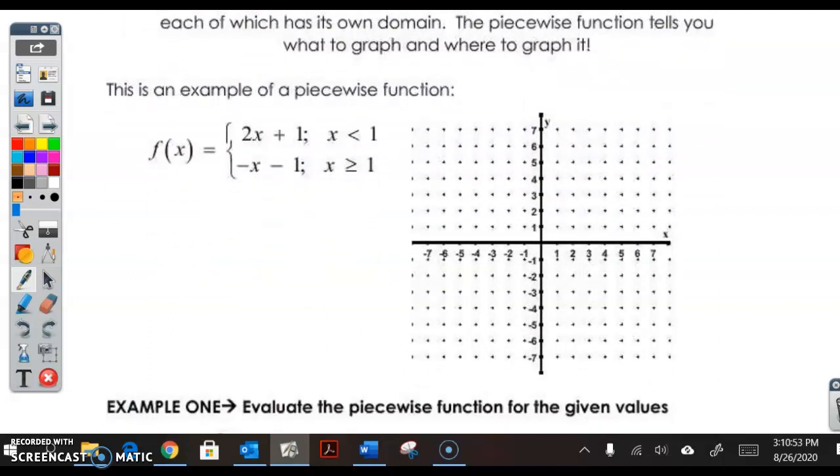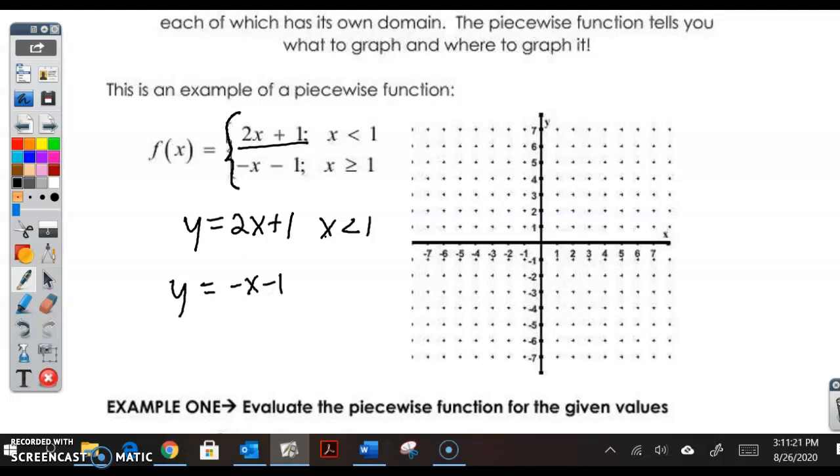And what this says, and this is kind of cut off with how I've saved my files, is we are going to graph this line, y equals 2x plus 1, but we only need part of that line. We need that line where the x values are less than 1. And we are going to graph y equals negative x minus 1, but we don't need the entire line. We only need where the x values are greater than or equal to 1.